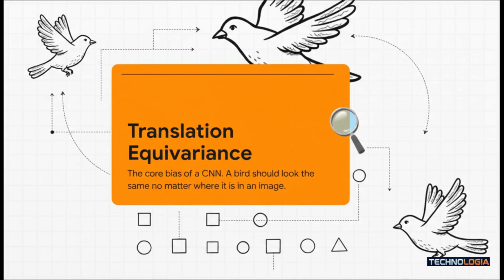It's something called translation equivariance. Okay, I know, it sounds super technical, but it's a fancy term for a really simple, common sense idea. It just means that a bird is still a bird, whether it's in the top left corner of the photo or the bottom right. The identity of an object doesn't change just because its location does, and a CNN has that rule baked right into its DNA.